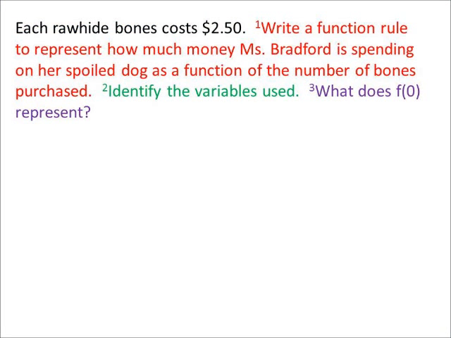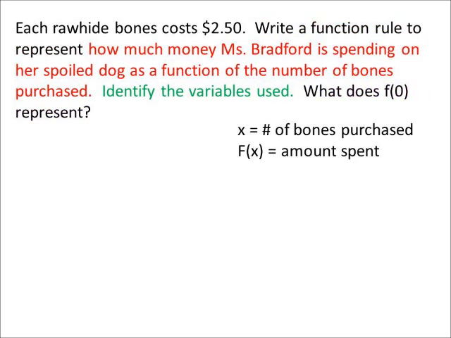Once again, we have the three parts to the question. We have to write the function rule, we need to identify our variables, and figure out what f of 0 represents. So first we're going to start with identifying the variables once again. That again we're using x and f of x. So going back up, my function rule needs to represent how much money I'm spending and the number of bones purchased. Well, in this case, the number of bones purchased is what controls how much money I spend. So the number of bones is going to be x, and the amount I'm spending will be f of x.